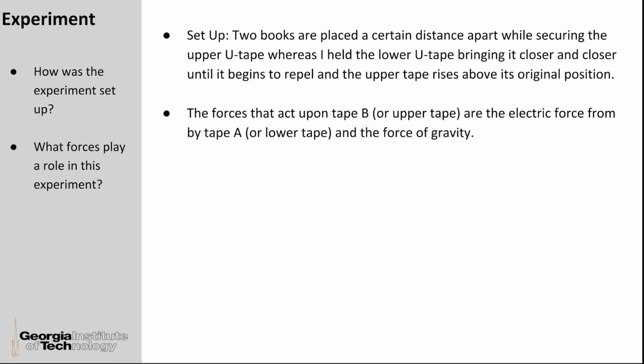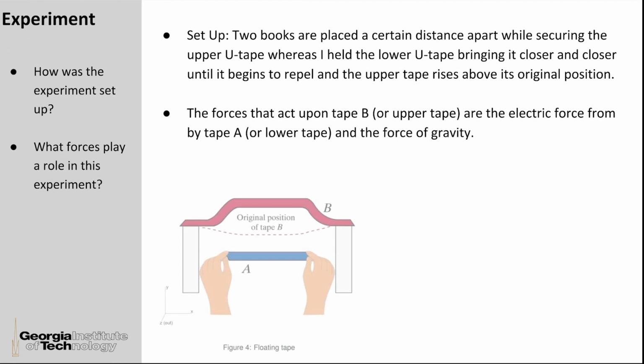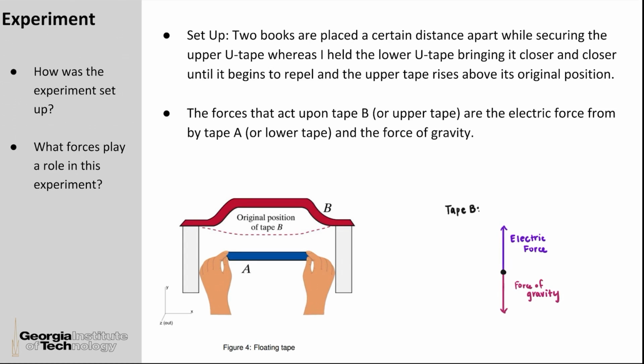When setting up the experiment, I started by placing two books a certain distance apart, which secured the upper U-tape. I then held the lower U-tape, bringing it closer and closer until they began to repel and the upper tape rose above its original position. The distance between the two tapes when they repel was recorded and labeled as R, which will be shown in the data measurement section. The forces that act upon the upper tape are the electric force from the lower tape and the force of gravity acting downwards on the tape.